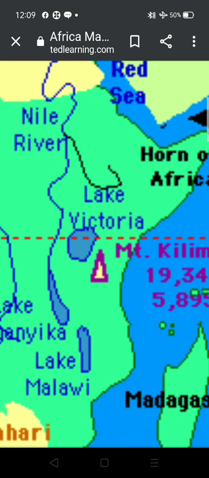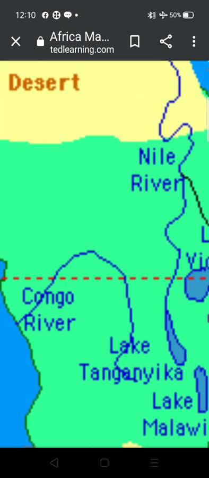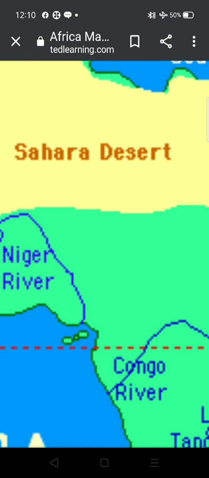Keep in mind children, some of the points are very important. Kilimanjaro in Tanzania in Africa is the highest peak. Mount Kilimanjaro is the highest peak in Africa, and Lake Victoria is the largest freshwater lake in the world. Sahara and Kalahari, you can see here the Kalahari desert in South Africa, and the Sahara desert. These are the two biggest deserts in Africa.